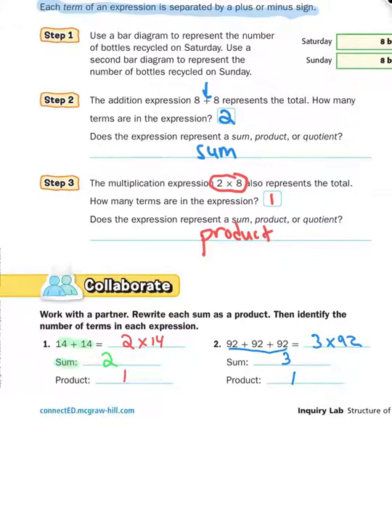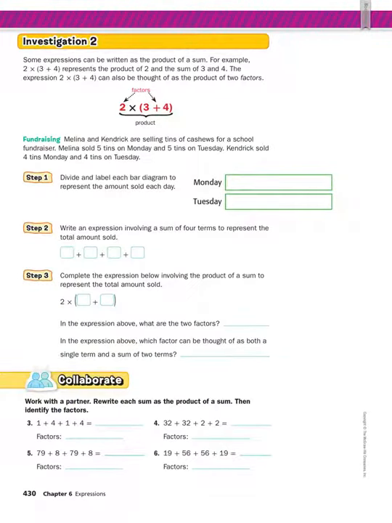Alright, so I know it's a little confusing, but the only thing you need to know at this point is kind of what a term is. Terms are separated by plus or minus signs. Now we're going to go on to the next page. We're going to do this investigation to learn a little bit about something called the product of a sum. And then we'll do a couple problems together.